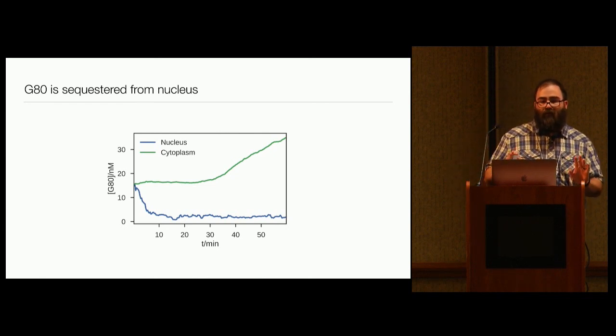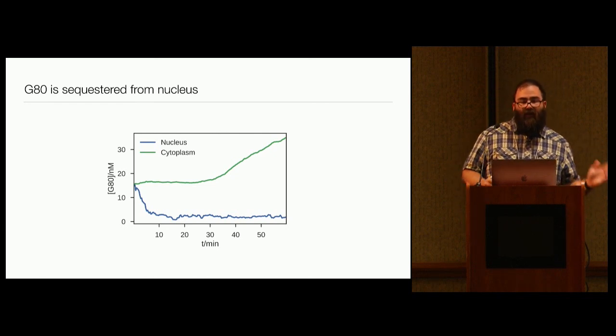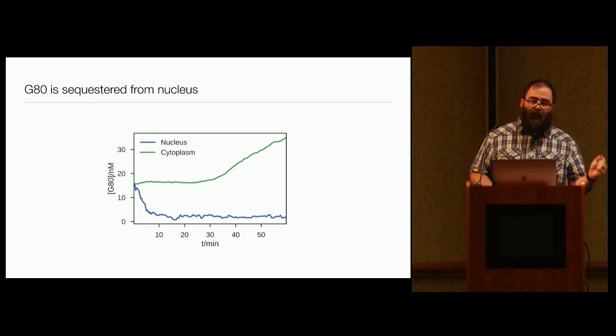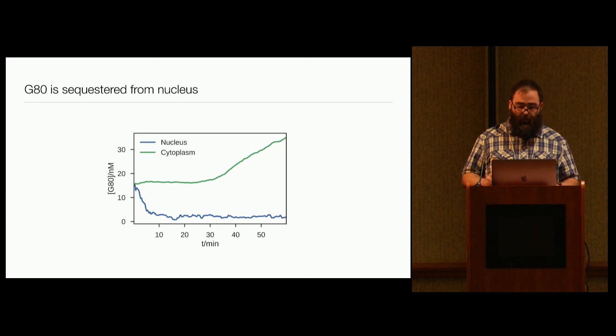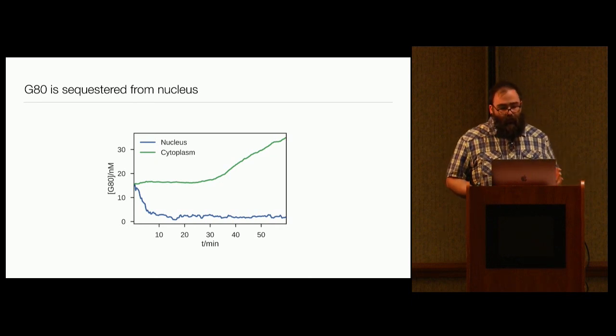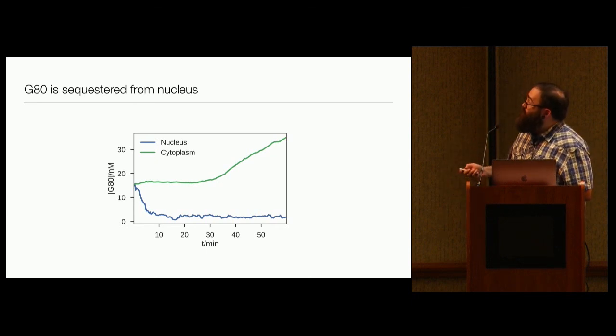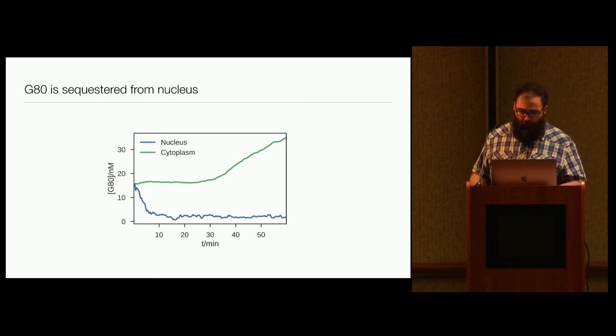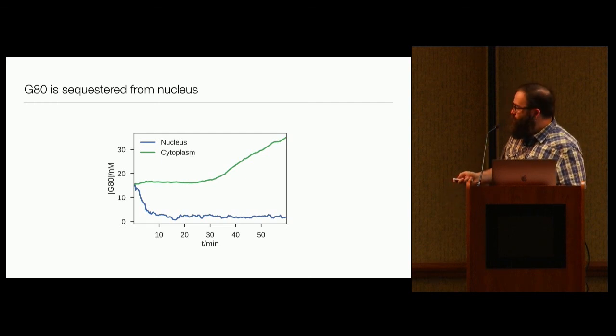So the nice thing about these RDME simulations is we no longer need to have different types of chemical species to represent stuff that's in the nucleus and stuff that's outside of the nucleus. We have one species type and it comes in and it comes out of the nucleus, and we leave it at that. Which means that we can see that the G80 is actually sequestered from the nucleus without having to do any sort of juggling with the rate equations.